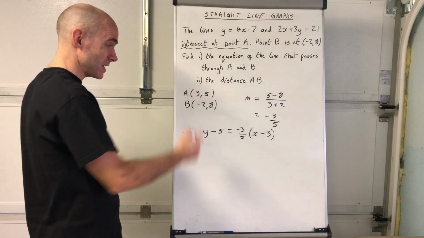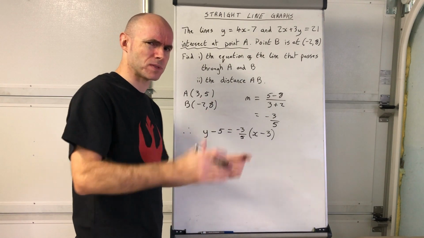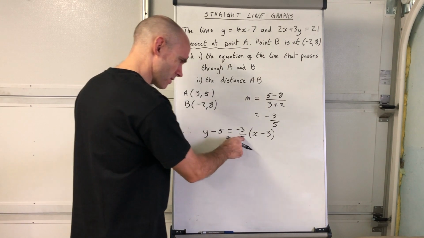The question doesn't say leave it in a particular form, but it's probably best we do something with it, okay, to simplify it a little bit. So what I'm going to do is I'm going to first of all multiply everything by 5 to get rid of the fraction.